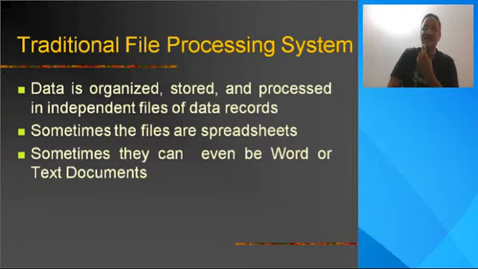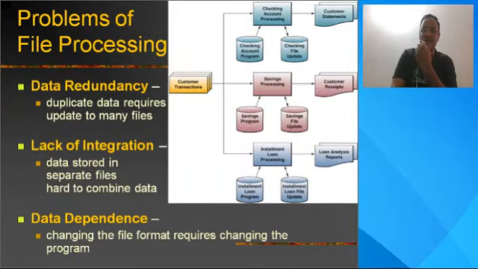Now what is the difference between the traditional file processing system and the database? To know the difference, first of all we should know what the traditional file processing system is. In the traditional file processing system, data is organized, stored and processed in independent files or data records. Sometimes the files are spreadsheets, sometimes they can even be Word or text documents. This is the representation of the file processing system, where the disadvantage is redundancy, the duplication of data.